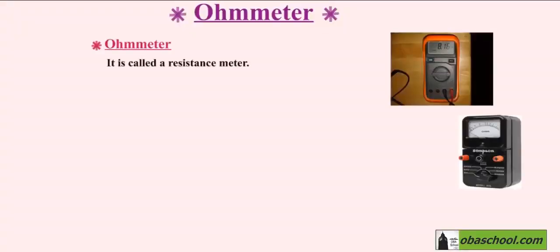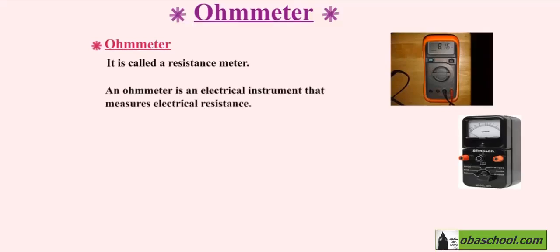Lastly, we have the ohmmeter. It is called a resistance meter. You can see how it looks like in the pictures. It is an electrical instrument that measures electrical resistance.